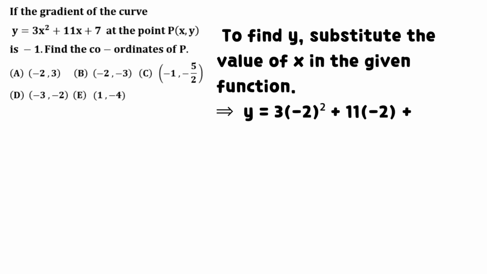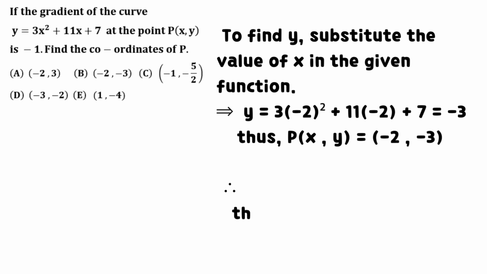It signifies that y equals the sum of 3 times the square of -2 and 11 times -2 and 7, which equals -3 after simplification. Thus, the coordinate of P, that is, its x and y value, equals -2 and -3 respectively. Therefore, the correct option is B.